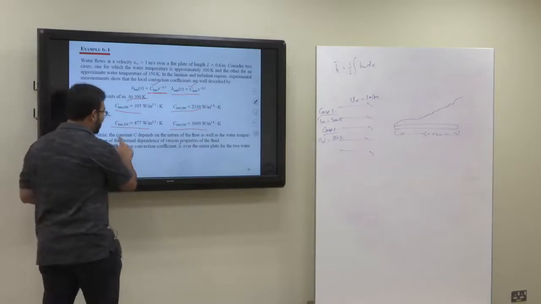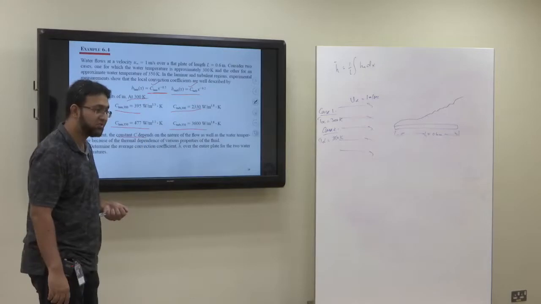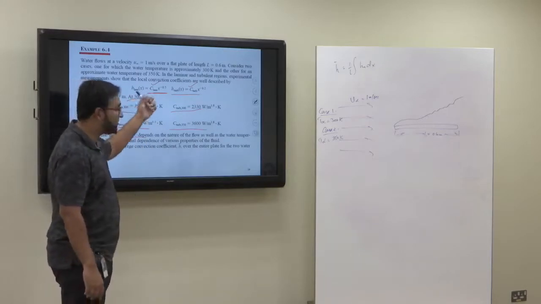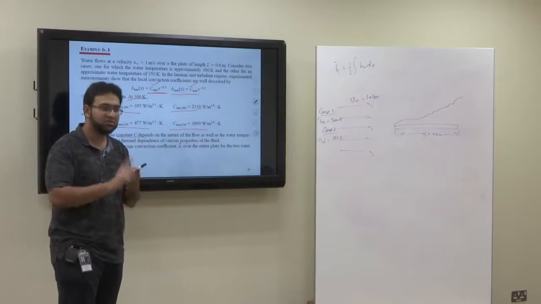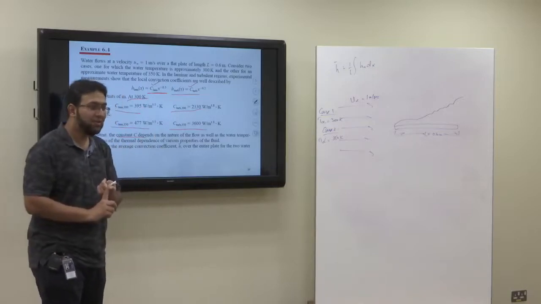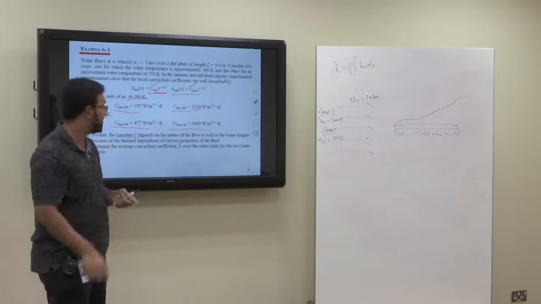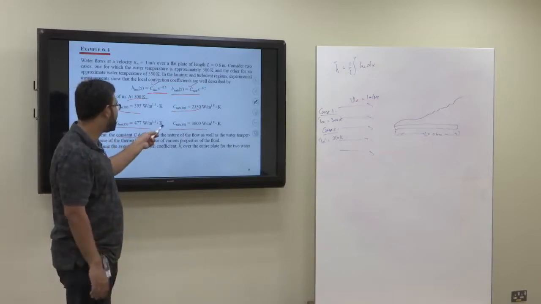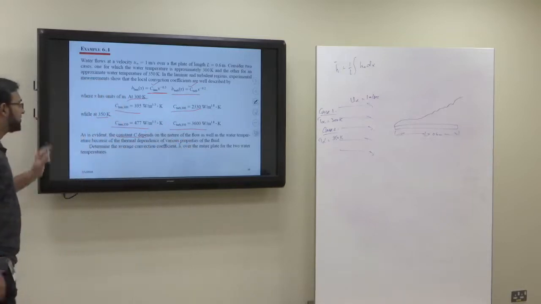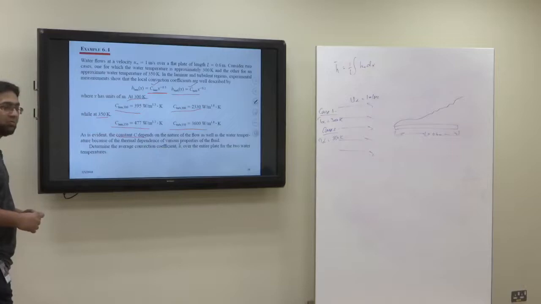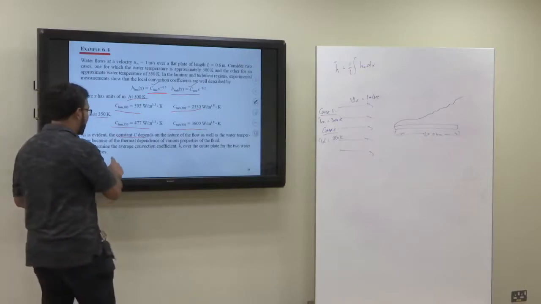As is evident, the constant C depends on the nature of the flow as well as the water temperature. So the value of C actually depends upon two things. First of all, what is the nature of the flow? Is it laminar or is it turbulent? Secondly, even if it is laminar, it depends upon what temperature it is. So the value of C depends upon the nature of flow as well as the water temperature because of the thermal dependence of various properties of the fluid. Determine the average convection coefficient.